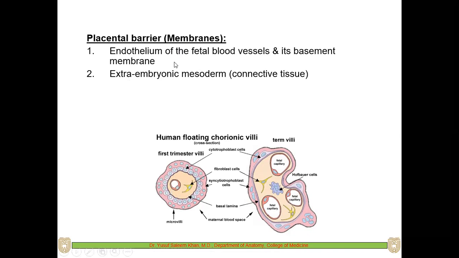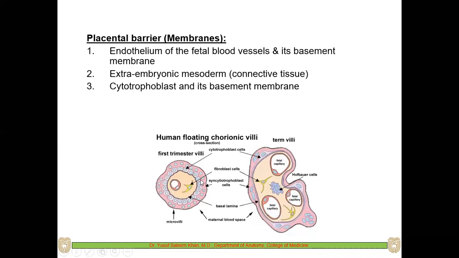Then we have the extra embryonic mesoderm. Here is the connective tissue, where we have the fibroblasts and other things. Then we have the cytotrophoblast. We have studied already cytotrophoblast and syncytiotrophoblast. So cytotrophoblast as well as its basement membrane. Then we have the syncytiotrophoblast, which we also studied. So these are the four layers.